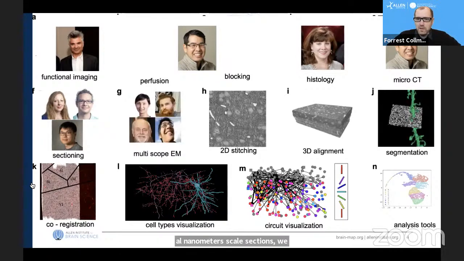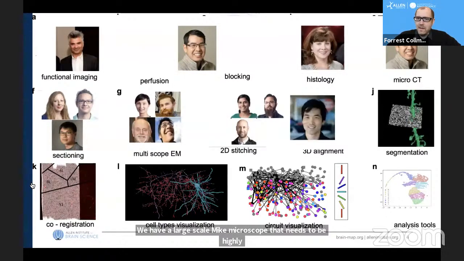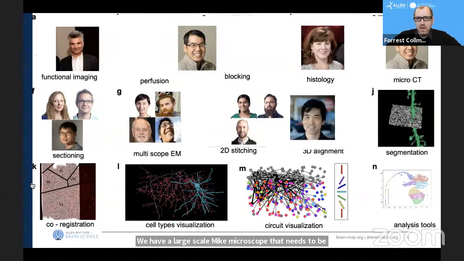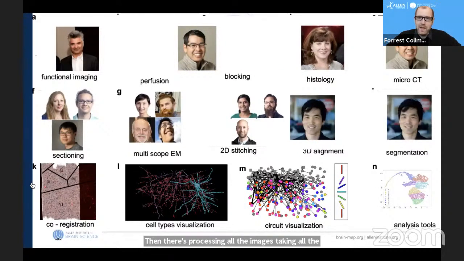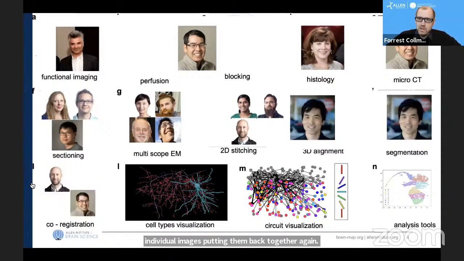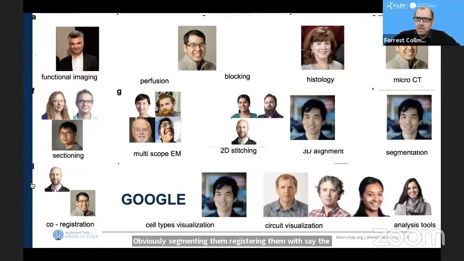We have a large scale microscope that needs to be highly automated, with a team associated with that. Then there's processing all the images, putting them back together again, segmenting them, registering them with, say, the CCF, and then, of course, analysis. You're going to hear a lot about analysis here today, but that's really at the end of the pipeline. My job is in part to give you an appreciation of what it takes to get to that analysis phase. And as I said, you'll hear from Casey, Sharmi, and Layla in the afternoon about how you can do your own analysis on this data.